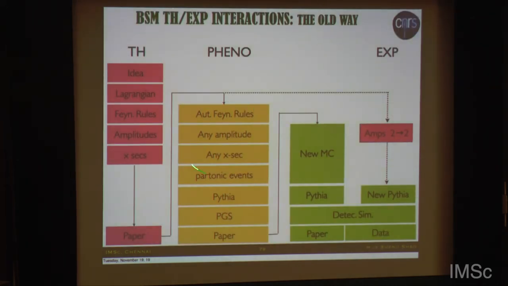These are things I borrowed from Fabio's slides at some point. This shows how BSM theory and experiment interact. Typically, about 10 years ago, you had ideas, then you wrote a Lagrangian, used FeynRules to derive Feynman rules, wrote amplitudes to calculate cross sections, and produced one paper. Based on this parton-level calculation, I could do better: automate the Feynman rules, generate any amplitude, calculate any cross section, match to the parton shower, add a detector, and produce another paper. If you have a new Monte Carlo, you can play further with it, add better detector simulation, and write another paper comparing to data.